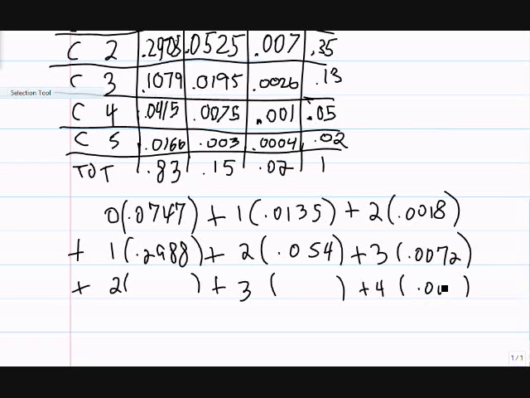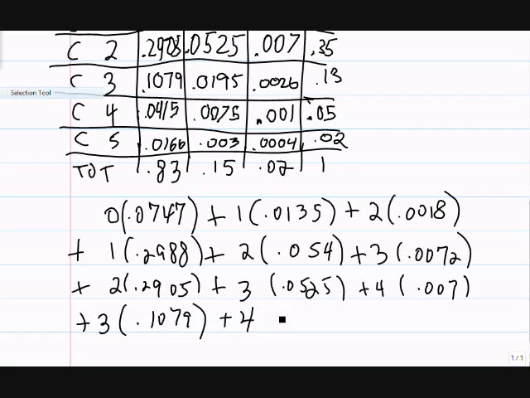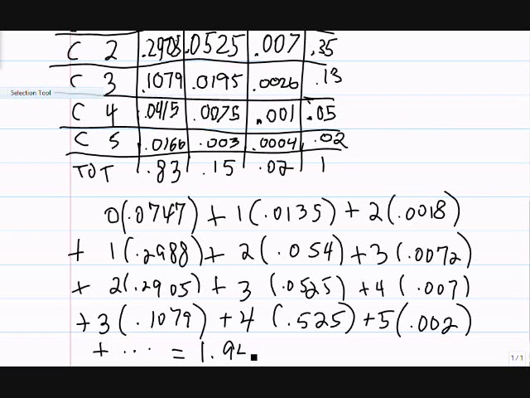So this was 0.07, 0.0525, 0.2905. You want the dot, you're ready for the dots? Okay. All right. So this total happens to be 1.94.